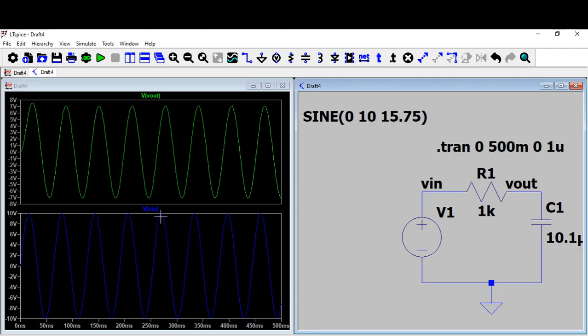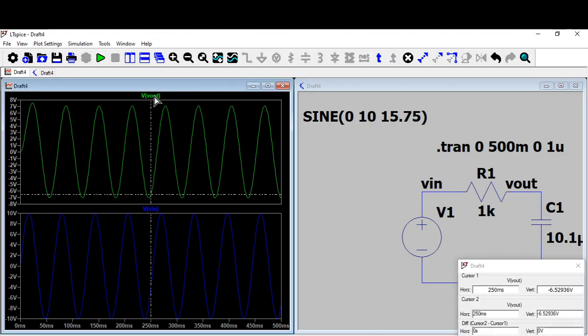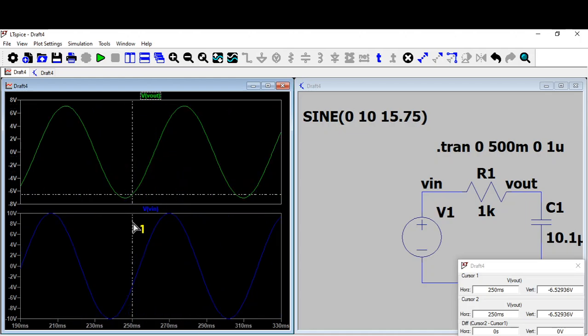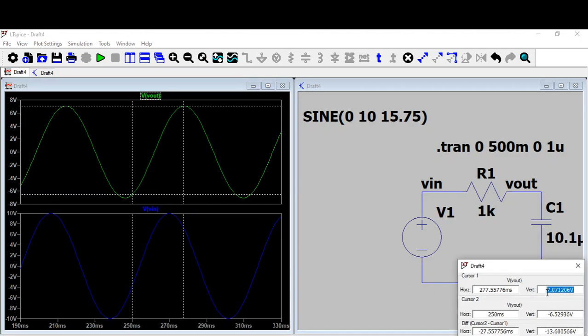So input is 10 volt peak. Peak to peak is 20 volt. If you see the output, it will be 7.07. Let me just zoom it. The peak is 7.07, because 7.07 is 10 by root 2. Now you can clearly note that the input peak and output peak are not coming at the same time. The output peak is coming a bit late. So there is a phase lag.